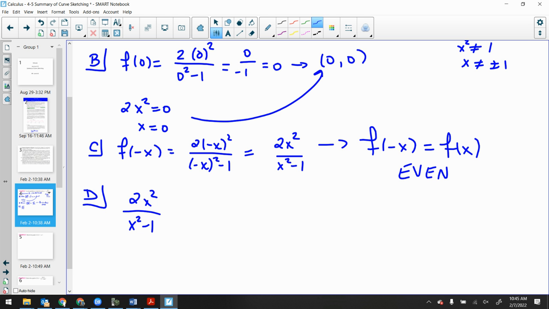If the degrees are equal, like this one here, we take the leading coefficients, and y is equal to 2 over 1, 2 divided by 1. That's where our horizontal asymptote would be. So where is the horizontal asymptote? It's at y equals 2.